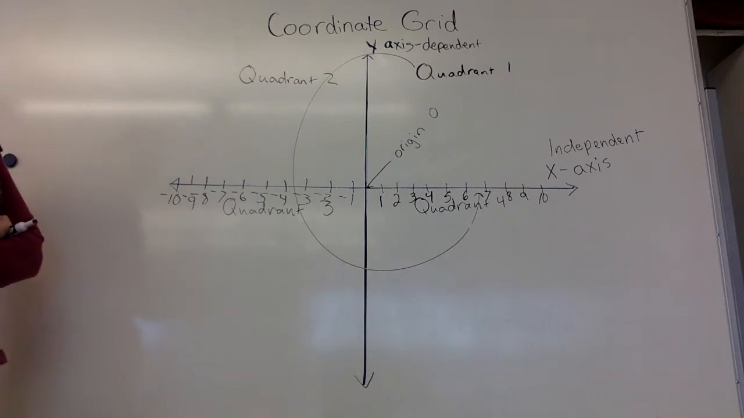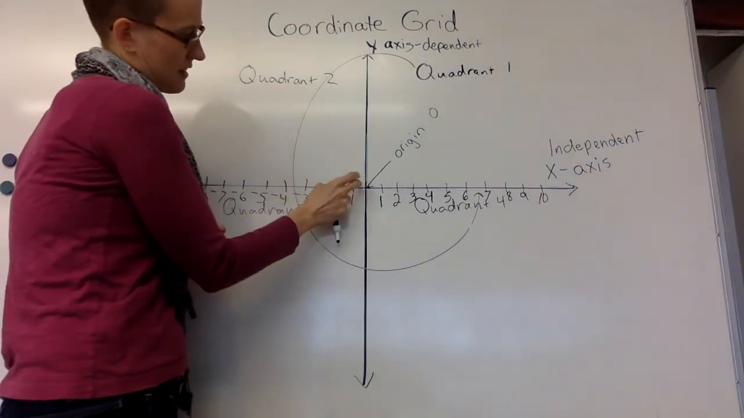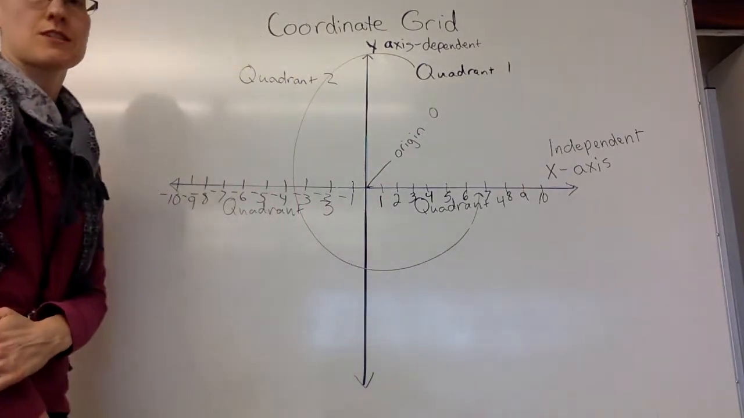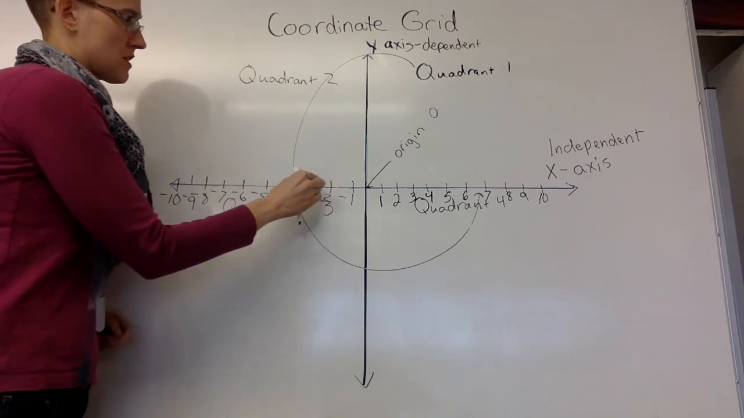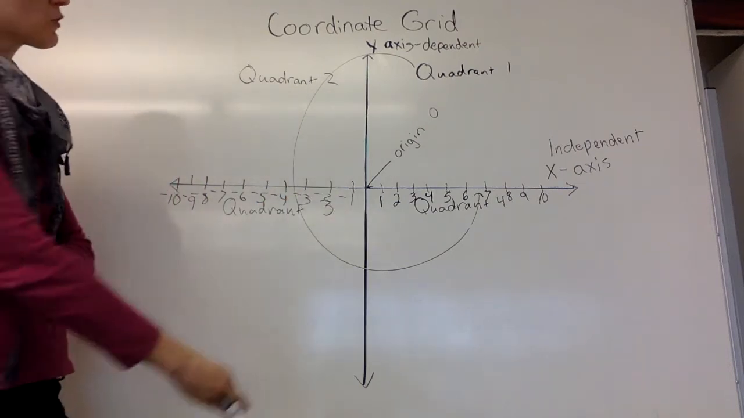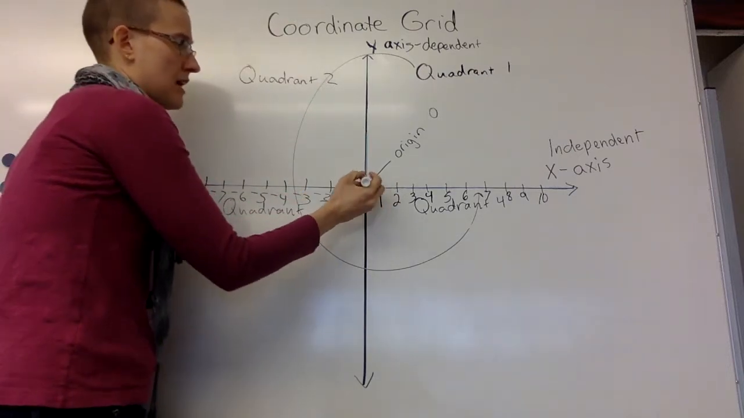Something to pay attention to here is that I'm labeling the lines, not the spaces. So that's a common thing that a lot of beginners do, is they try to label the spaces rather than the lines. Okay. Now going up and down, if you think of a thermometer, right, above 0 is positive.